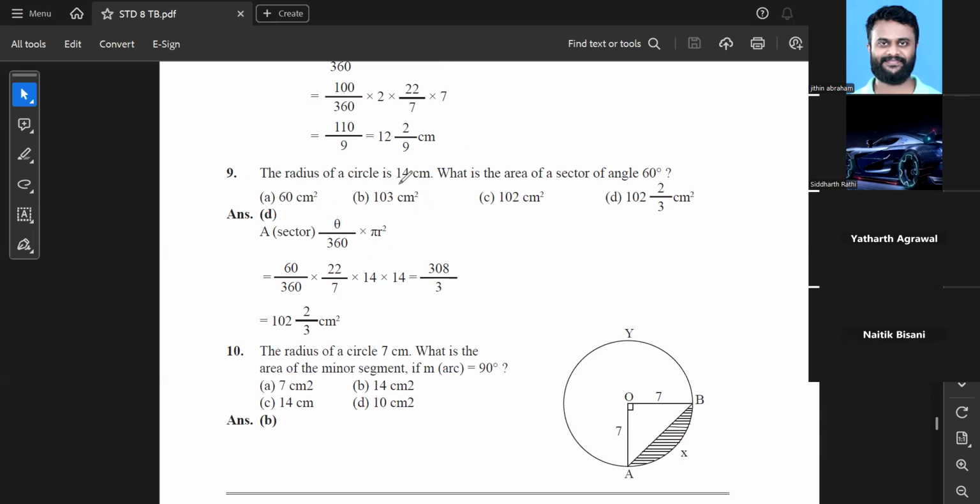Radius of a circle is given as 14 centimeter. What is the area of the sector of angle 60 degree? So let us assume that you have a sector. They are asking the area of the sector. So area of sector's formula is theta upon 360 multiplied by pi r square. So simply you substitute this 60 degree over here and radius over here. Simply solve, you'll get the answer.